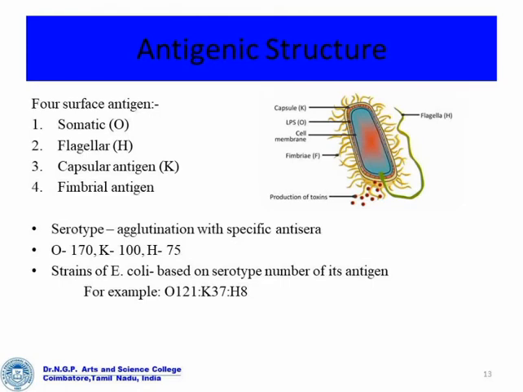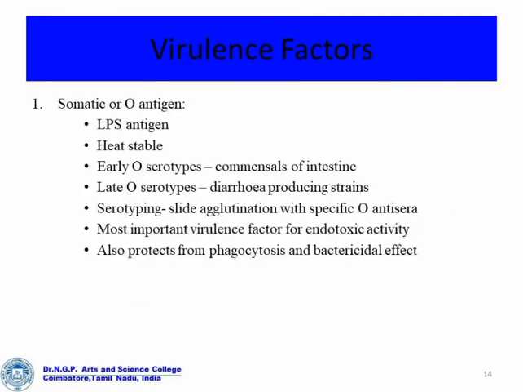So far, more than 170 O serotypes, 100 K serotypes, and 75 H serotypes of E. coli have been recognized. The strains of E. coli are designated based on the serotype number of their antigen. And then the virulence factors. First one, somatic or O antigen. It is a lipopolysaccharide.